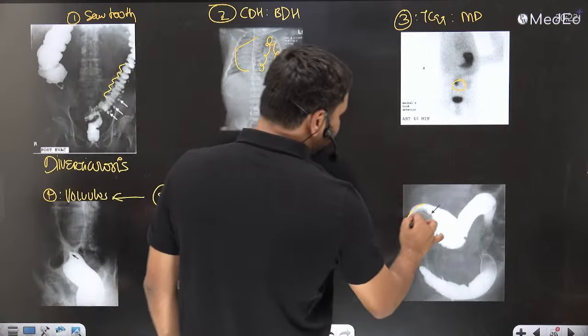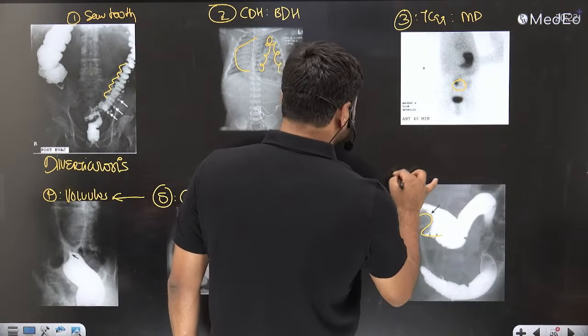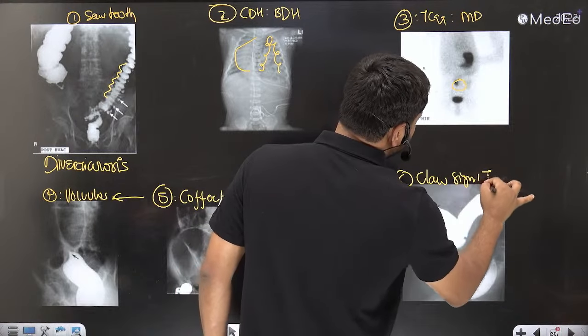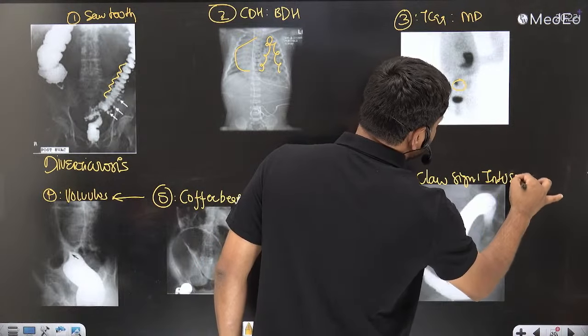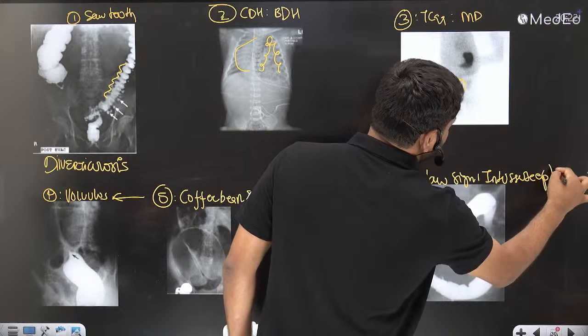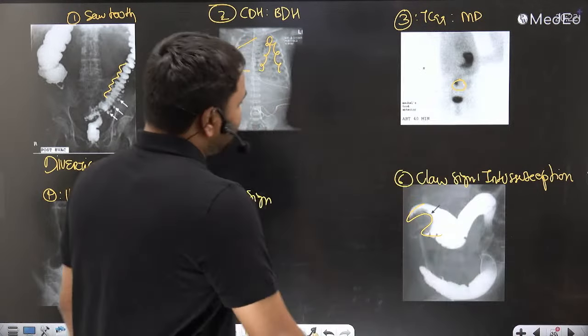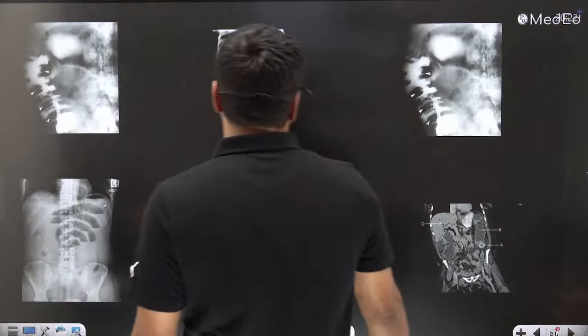This is the claw sign that you see. The claw sign we have already described. This is seen in intussusception, right? So these are the GI images that are to be remembered.